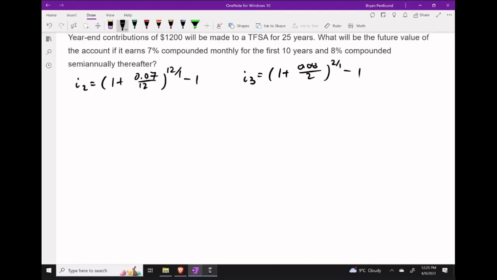So in this case, since our payment frequency is annually, and our two interest rates are going to be monthly and semi-annually respectively, we are going to need to find I2 and I3. I've gone ahead and applied the equivalent interest rate formulas here to convert this 7% monthly into a yearly rate. Notice that here our fractional power will simplify to 12. And then also, let's calculate I3 at the same time. This is going to convert our 8% compounding semi-annually to an annual rate as well. And I'm going to simplify our fractional power here to 2.